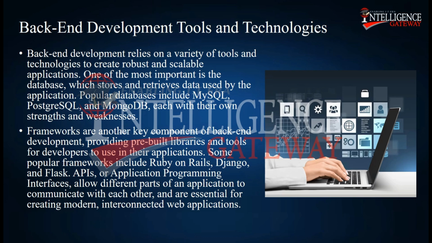Frameworks are another key component of back-end development, providing pre-built libraries and tools for developers to use in their applications. Some popular frameworks include Ruby on Rails, Django, and Flask. APIs, or application programming interfaces, allow different parts of an application to communicate with each other and are essential for creating modern, interconnected web applications.